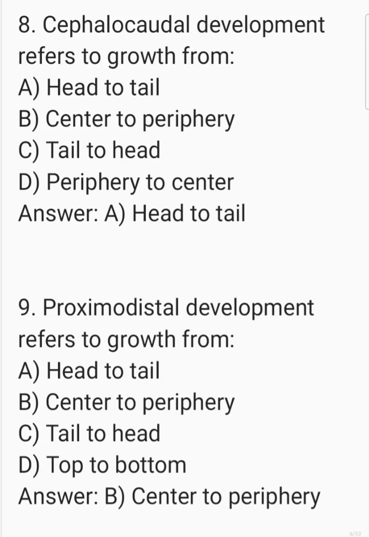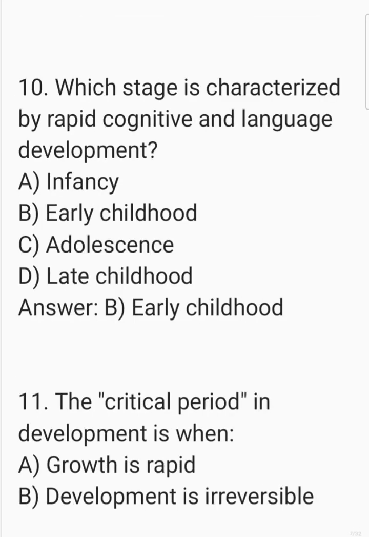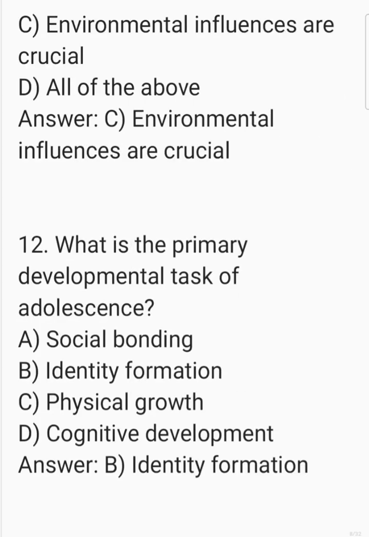9. Proximodistal development refers to growth from A. Head to tail, B. Center to periphery, C. Tail to head, D. Top to bottom. Answer: B. Center to periphery. 10. Which stage is characterized by rapid cognitive and language development? A. Infancy, B. Early childhood, C. Adolescence, D. Late childhood. Answer: B. Early childhood. 11. The critical period in development is when A. Growth is rapid, B. Development is irreversible, C. Environmental influences are crucial, D. All of the above. Answer: C.